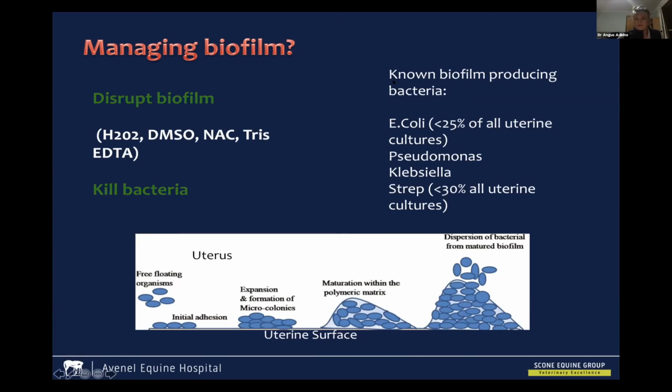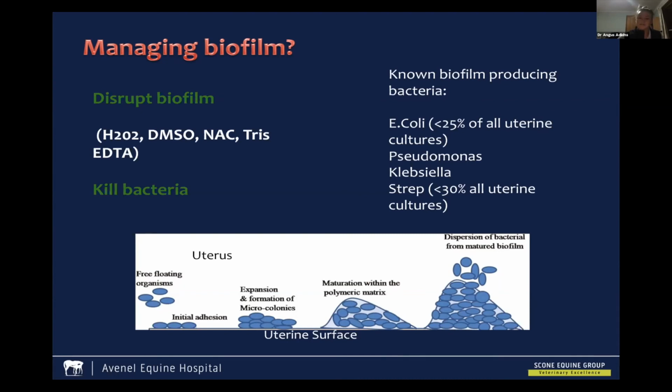So some of the known biofilm producing bacteria include E. coli, which is one of the predominant cultures that we'll find in endometritis. And if you look at different studies, you'll get different prevalence rates of that bug in terms of actually causing endometritis. But broadly speaking, we could say that maybe up to 25% of all cultures might be E. coli.